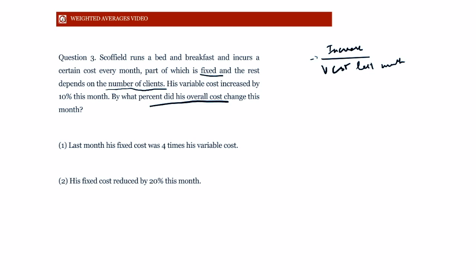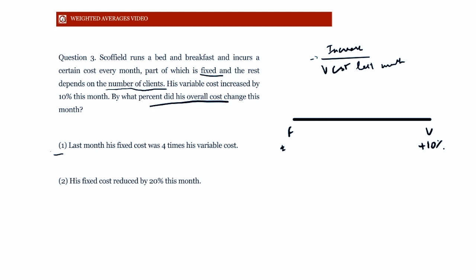Now, let's look at statement one. Last month, his fixed cost was four times his variable cost. I'm thinking weighted averages again over here, which I'm sure you would expect now. So I have, let's say, the fixed cost and the variable cost. I know that my variable cost increased by 10%. So this went up by 10%. The weight over here will be the variable cost last month. Then I don't know what happened with my fixed cost as of now. Did it increase? Did it decrease? And by what percent? I don't know.